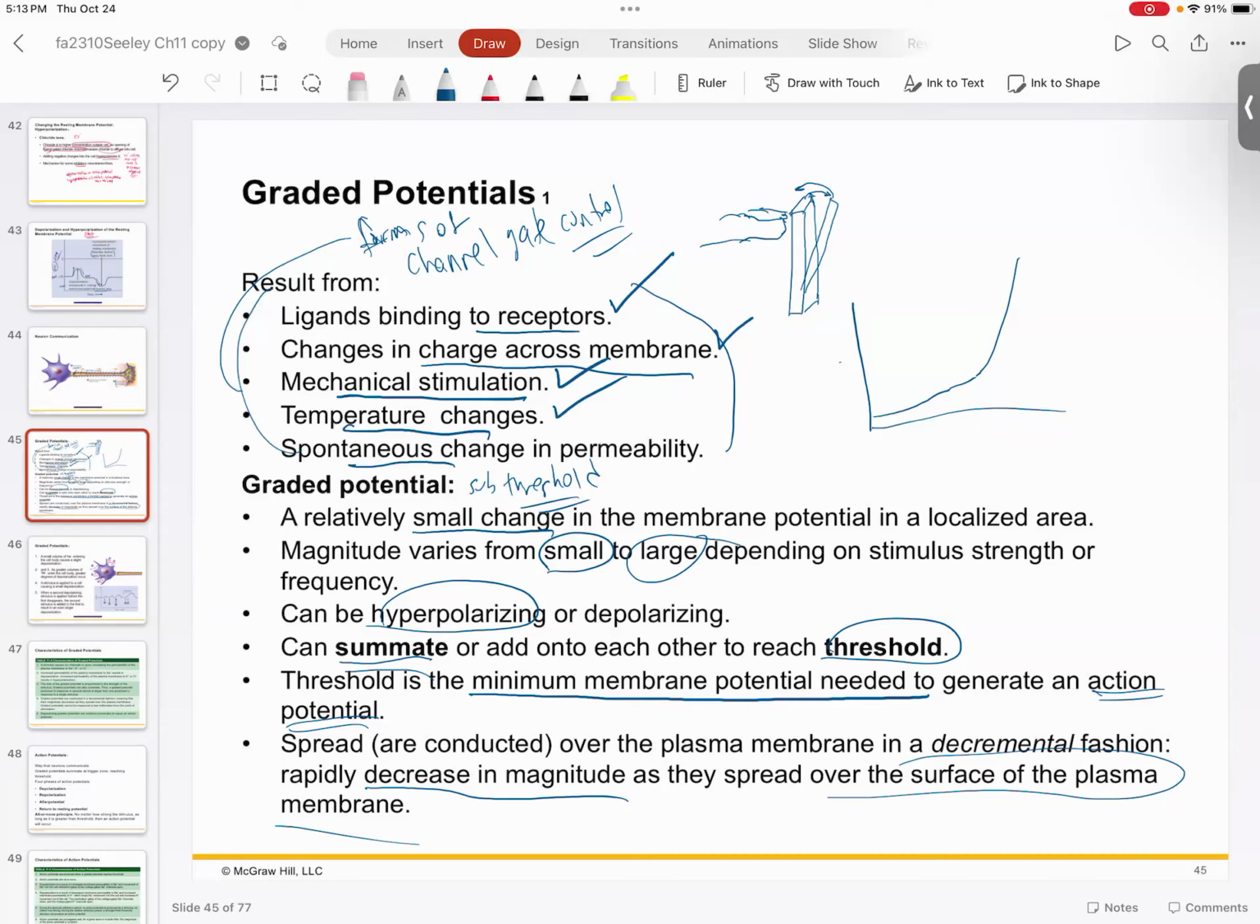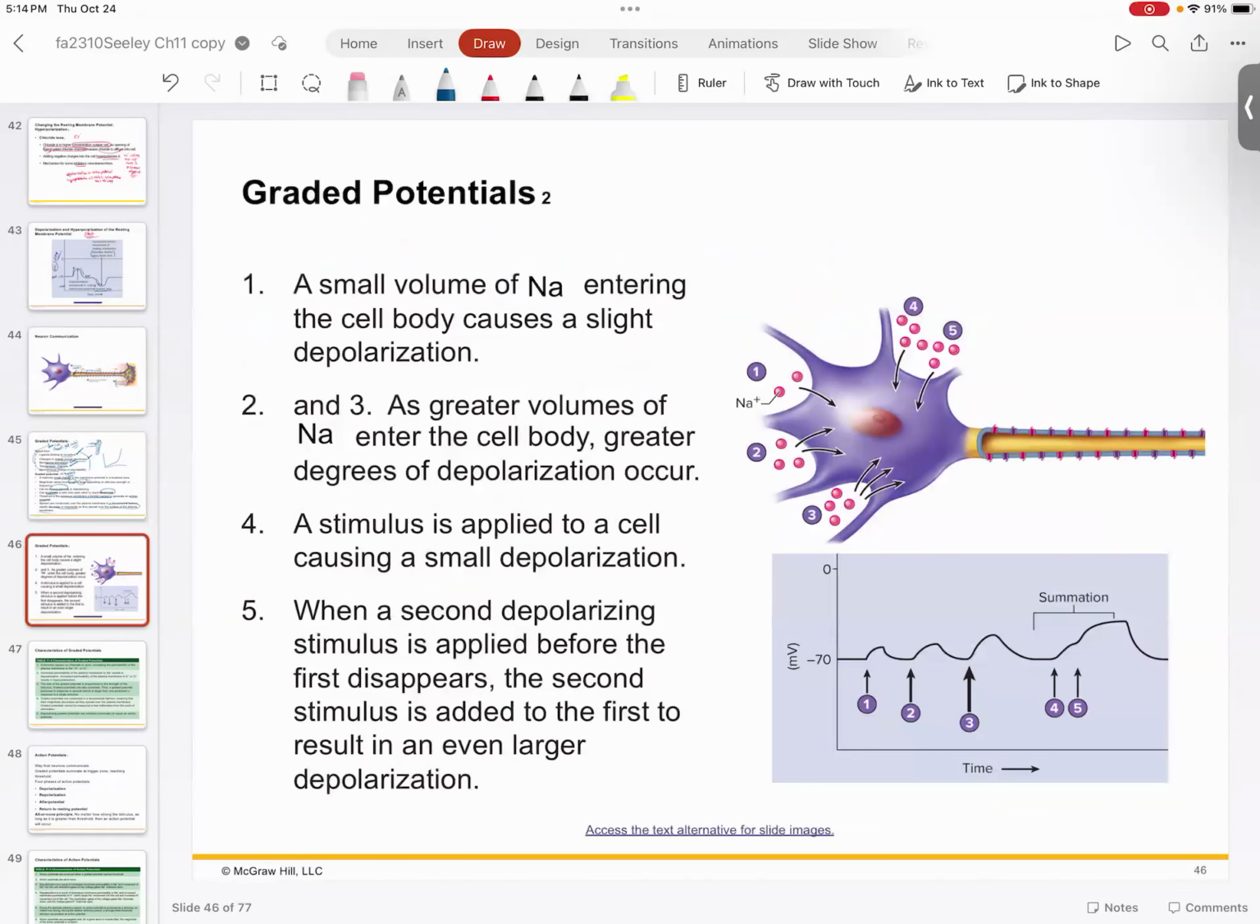So when you're talking about allowing sodium to come through one of these gated systems, like we talked about in chapter 9 and also in this chapter, what you're creating initially are graded potentials. And those graded potentials have to sum up in order to meet threshold before you can get a full-on depolarization.